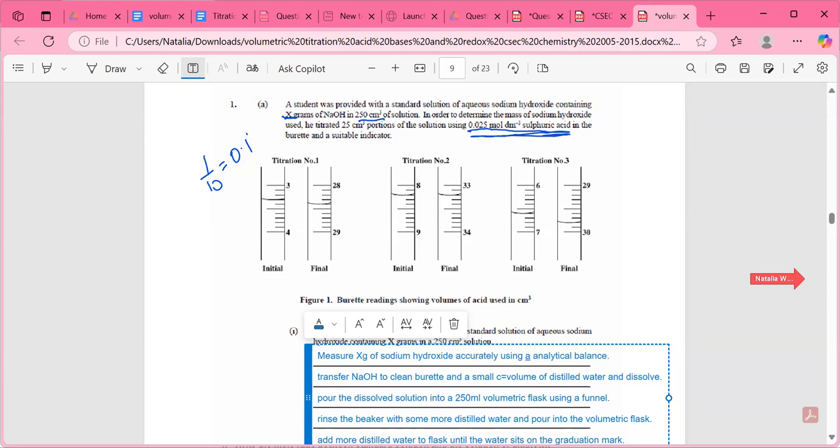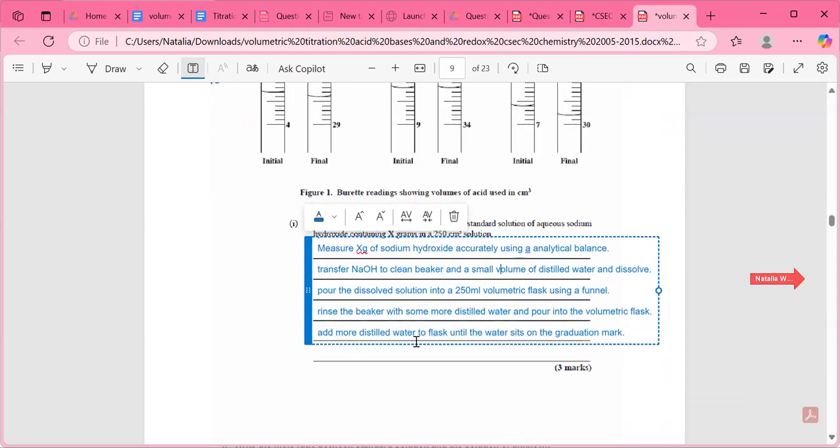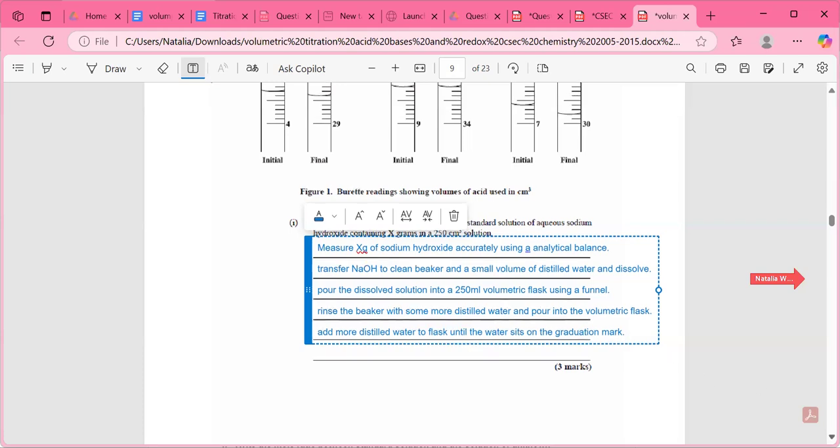Then we're going to transfer the sodium hydroxide to a clean, why did I say beer here? I'll say beaker. No, watch me now. A clean beaker, and add a small volume of distilled water and dissolve. And then we are going to pour the dissolved solution into a 250 ml volumetric flask using a funnel. Then we're going to rinse the beaker with some distilled water and pour it into the volumetric flask. Then we're going to add more distilled water to the flask until the water sits on the graduation mark. So that's how I would prepare my standard solution.